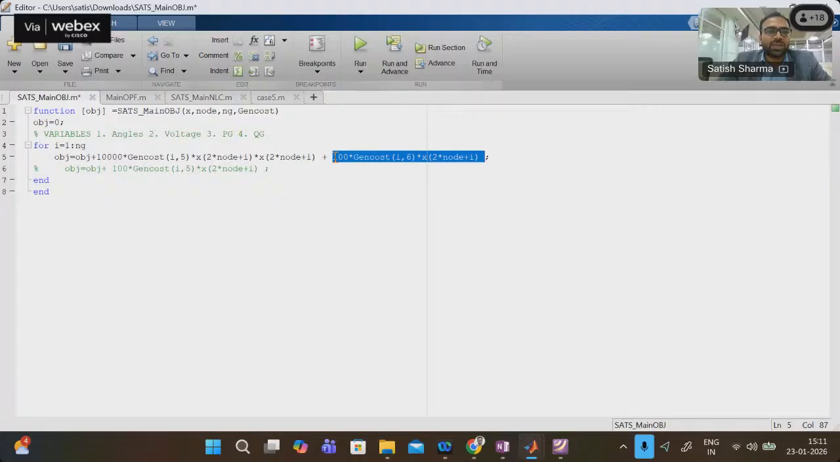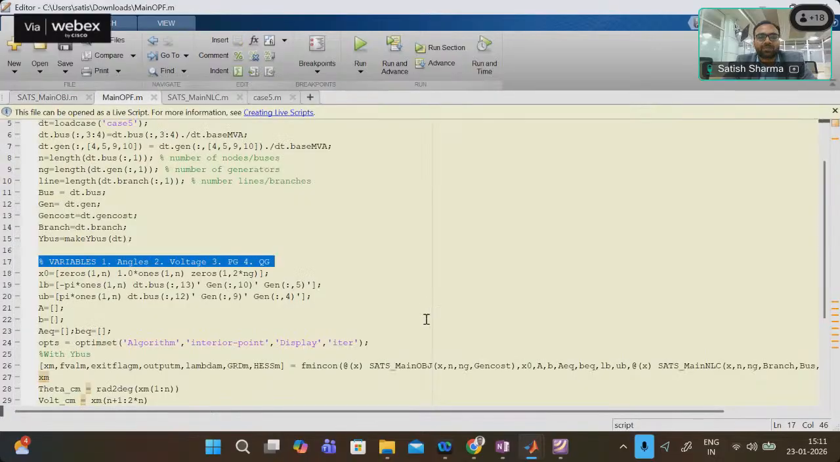So for that, I just kept another line so that I will just comment the above one and uncomment the below one, if there are only linear cost functions. But now we have a quadratic cost function, so I will keep line number 5 active and 6 commented. So this is the objective function which we have defined.